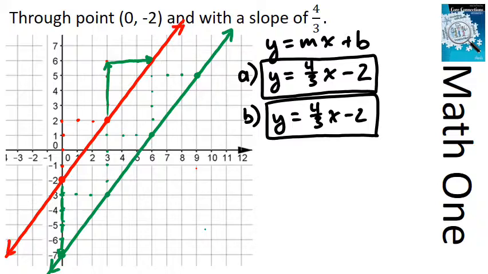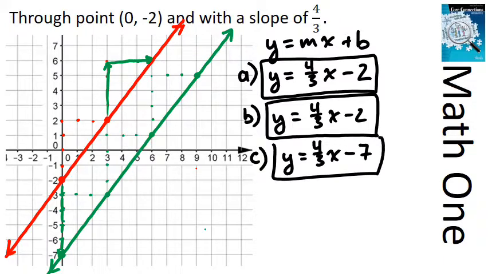And then it says also, what is the result? Well, I've got this new line that's green here, and it's parallel to the original one. It says write the equation of that line. So for C, the equation of this new line is y equals 4/3 x, and now instead of -2, it's crossing at -7. So there's my new one.